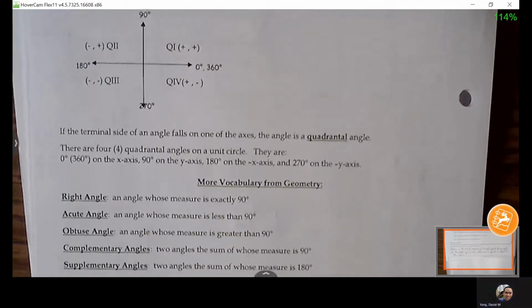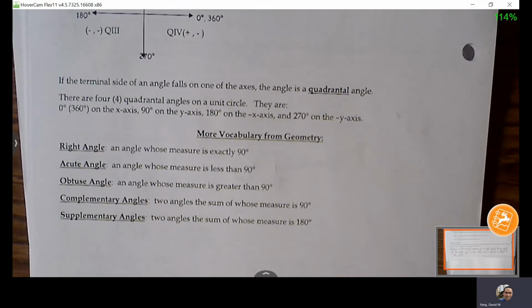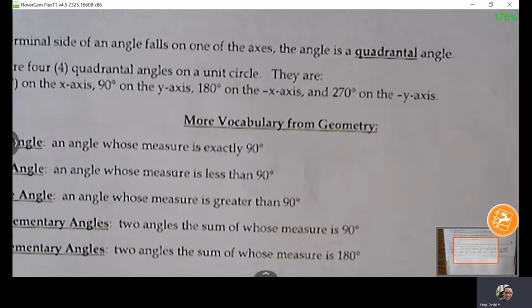If the terminal side, the ending side of an angle, falls on one of the axes, the angle is a quadrant angle. There are four quadrant angles in a unit circle. They are 0 (or 360), 90 degrees on the y-axis, 180 degrees on the negative x-axis, and 270 on the negative y-axis. Okay, more vocabulary that you guys know.